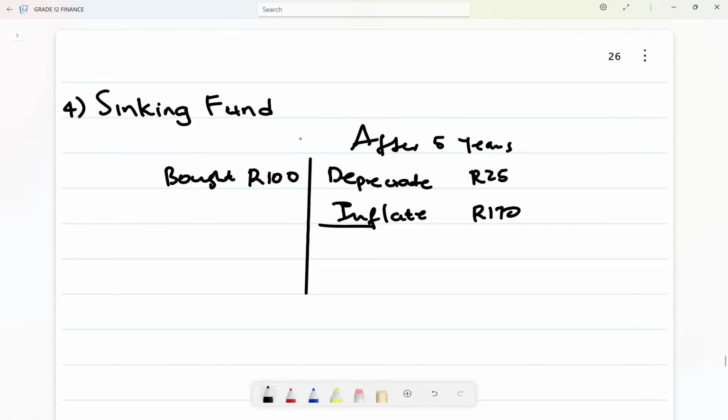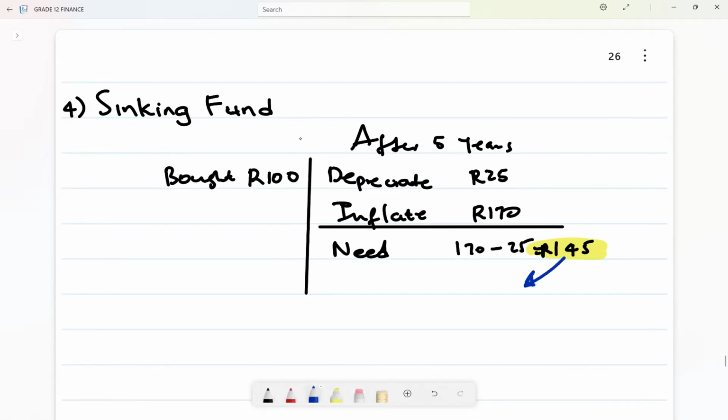Can you see the amount that you will need? If you want to buy a new laptop, you will sell this one at 25 rand, and then see how much you will actually need. What you will need for a new laptop will be 170. 170 minus 25 is in actual fact 145. So you will need 145 for that laptop. Where are you going to get that 145? What you will do is open a sinking fund.